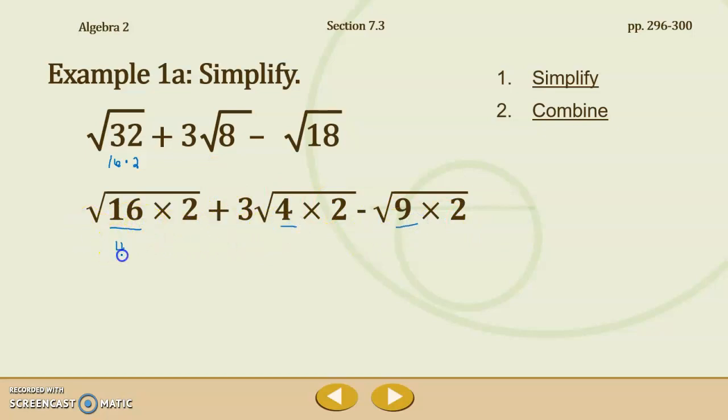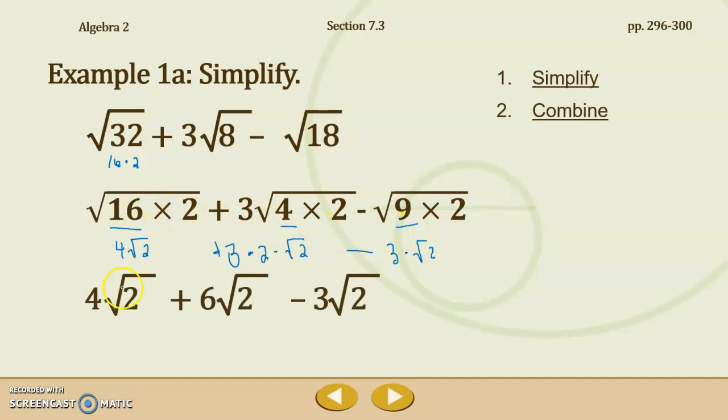Okay, what this becomes is 4, and then the square root of 2, which doesn't simplify, plus 3 times the square root of 4, which is 3 times 2, times the square root of 2, which doesn't simplify, minus the square root of 9 times the square root of 2. So that simplifies to 4 square root of 2 plus 6 square root of 2 minus 3 square root of 2.